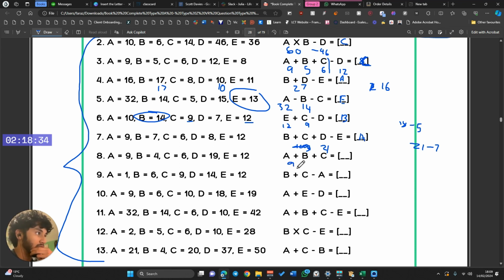So A plus B is 9 plus 4, that's 13, plus the C is 6, so 6 plus 13 is 19, so that's D. There we go.